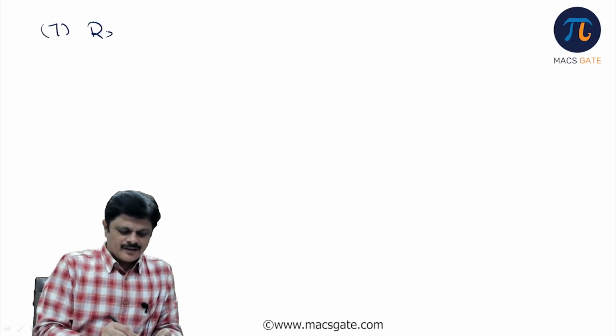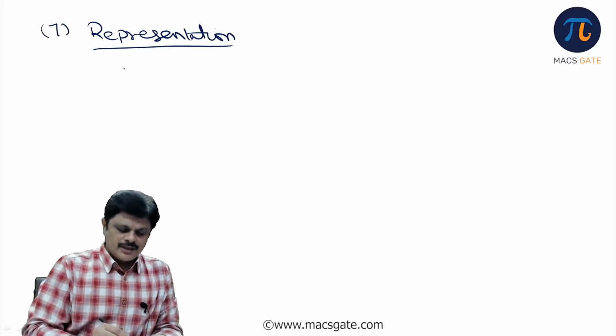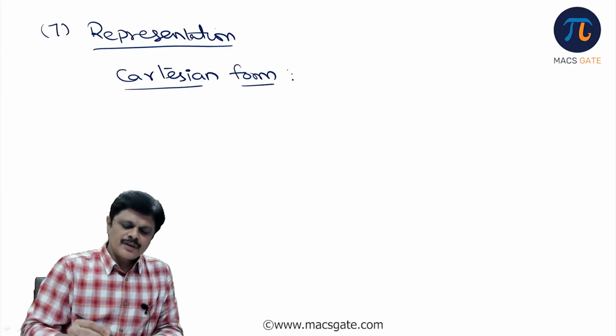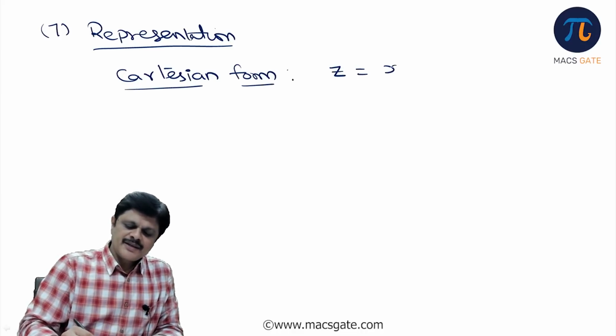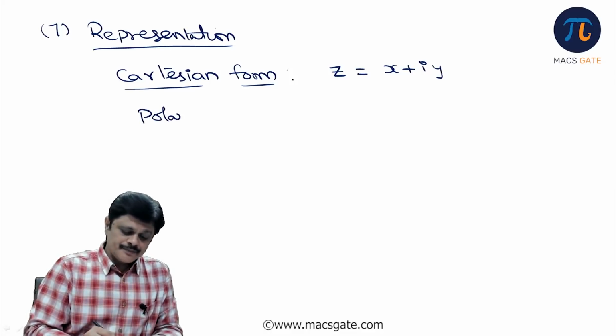Representation means how you can express a complex number in different forms. The complex number can be expressed in Cartesian form, which we have already seen, x plus iy. Then comes the polar form.